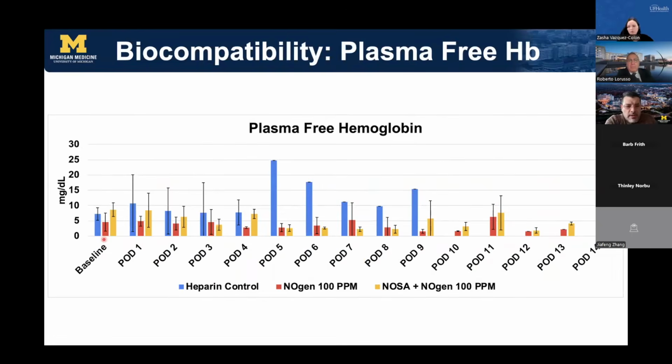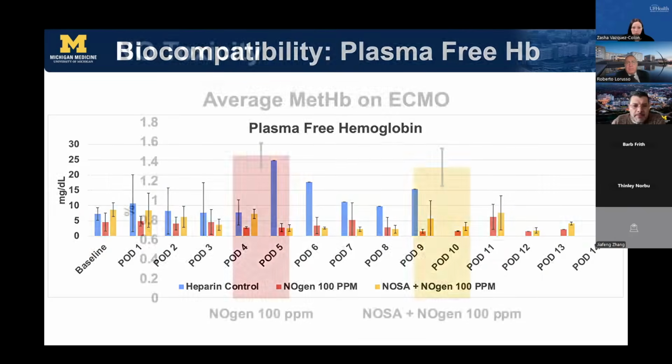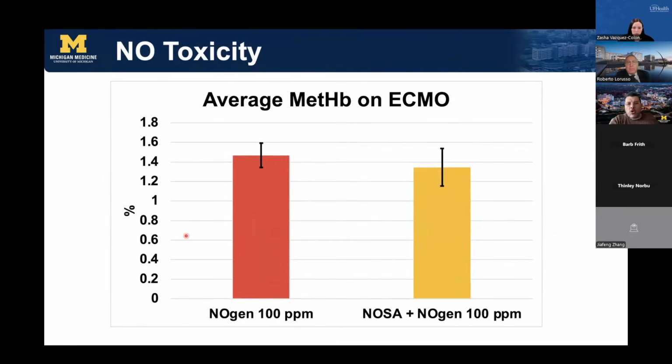Then we measure markers of thrombosis. Plasma-free hemoglobin was measured over time, daily. What is important here is as the systems were failing, we see in the heparin control an increase in plasma-free hemoglobin, but no higher than 25, so that's not as clinically significant. Most important, all of the nitric oxide releasing groups have very low plasma-free hemoglobin over time. And then we measured methemoglobin as a toxicity marker for nitric oxide. In all of the groups, it was less than 1.8%, which is not clinically significant.